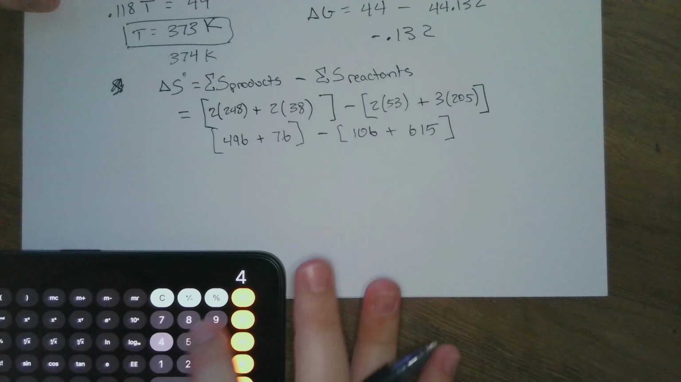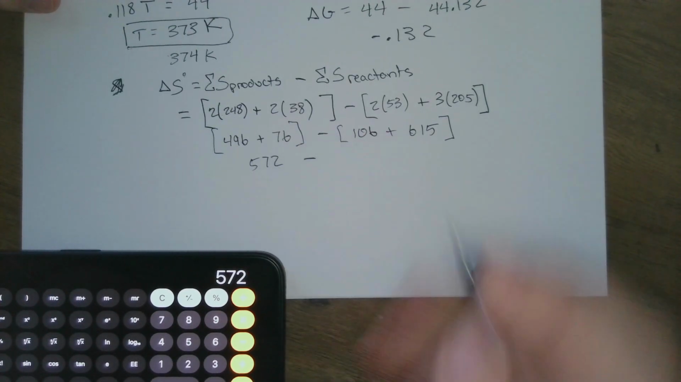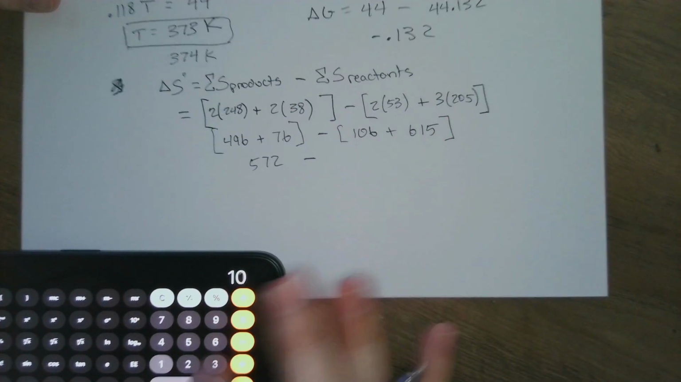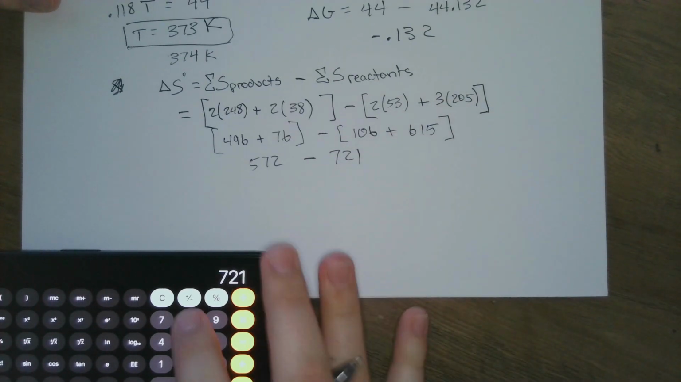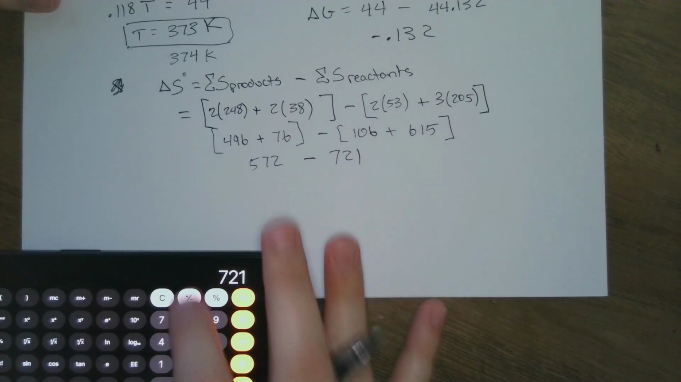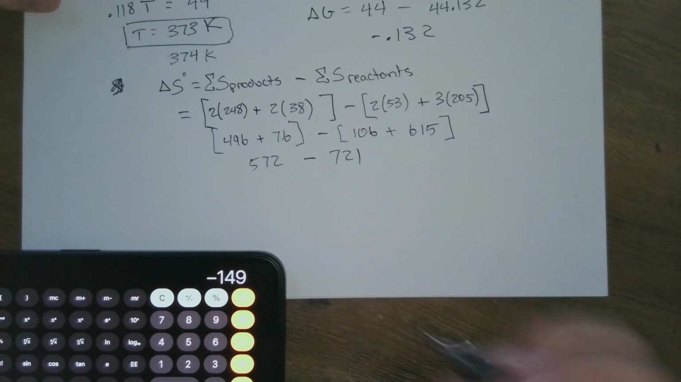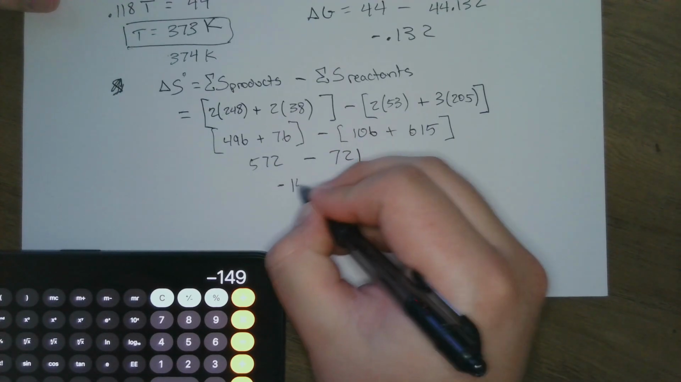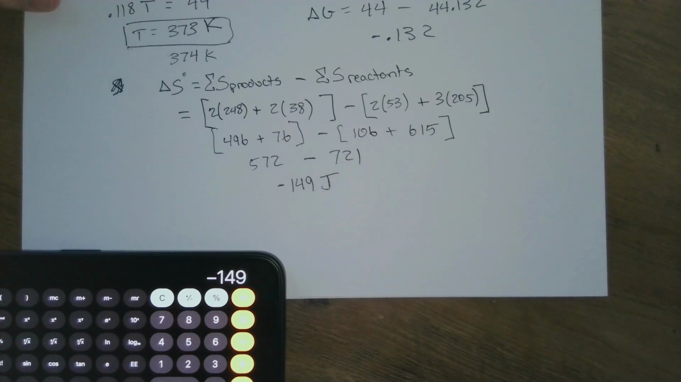Now add everything up together. 496 plus 76, 572, minus 106 plus 615, 721. Okay, subtract that, I get negative 149. This one's probably just in joules. Yeah, joules is your answer. So it is negative like we predicted, which makes sense because we are decreasing the entropy by making less gases.